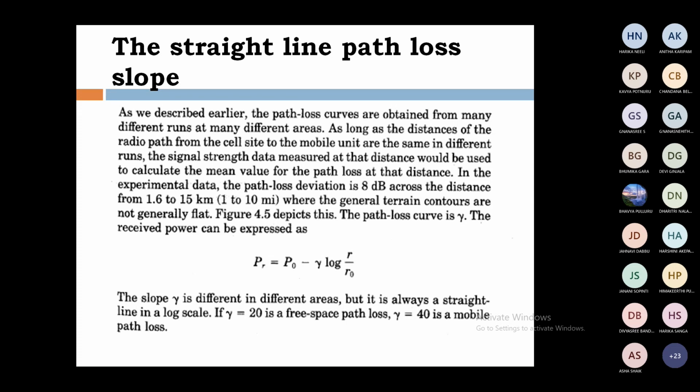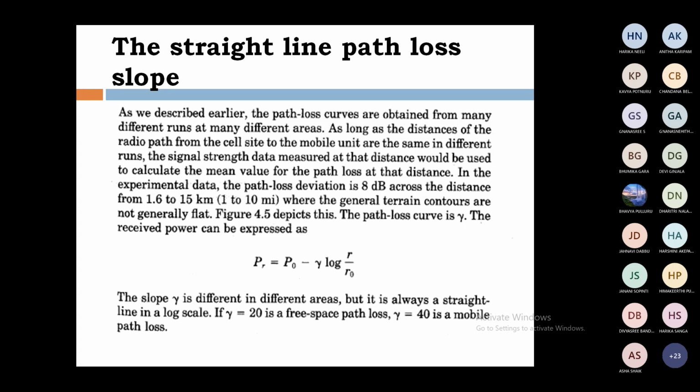Here, the path loss curves may be different for different areas. But as the distance of the radio path from the cell site to the mobile increases, the signal strength decreases. Suppose you are near a cell phone tower, you get good signal strength. If you are away from the signal tower, the signal strength decreases. The maximum decrease is 8 dB. At that time, for the path loss curve we have to assume the gamma value.